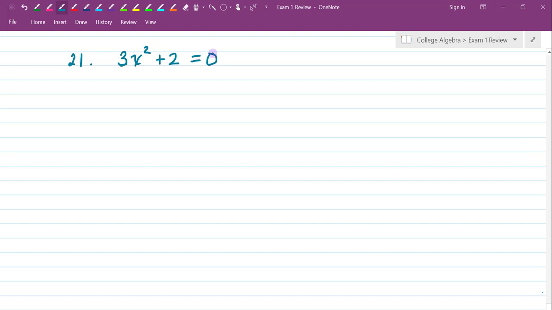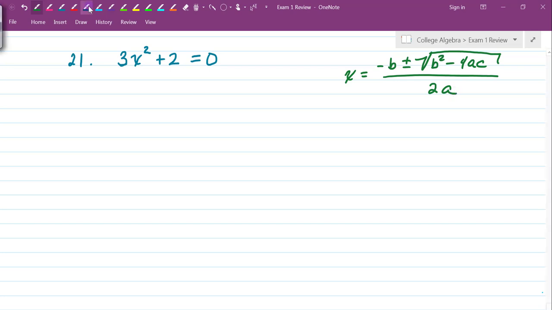Okay, so our quadratic formula, again, for a reminder, is x is equal to minus b plus or minus the square root of b squared minus 4ac, all of that divided by 2a. So we need to make sure that we're in standard form, which we are. We need to pull off our coefficients. A is going to be equal to 3. B is equal to, you'll notice there is no first degree term, so B is equal to 0. And then C is equal to 2.